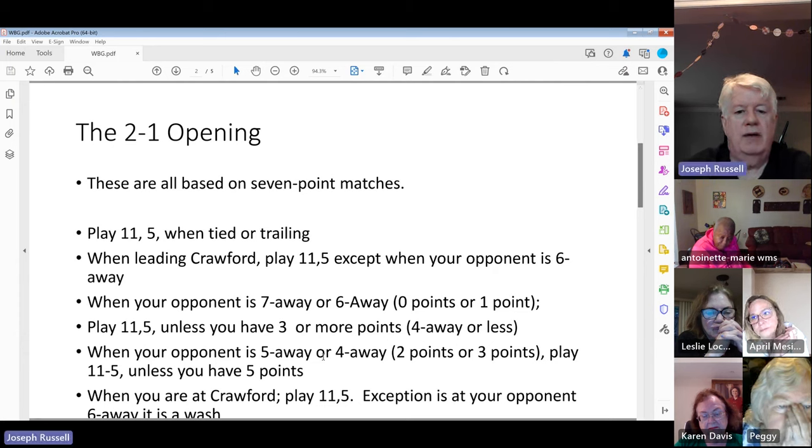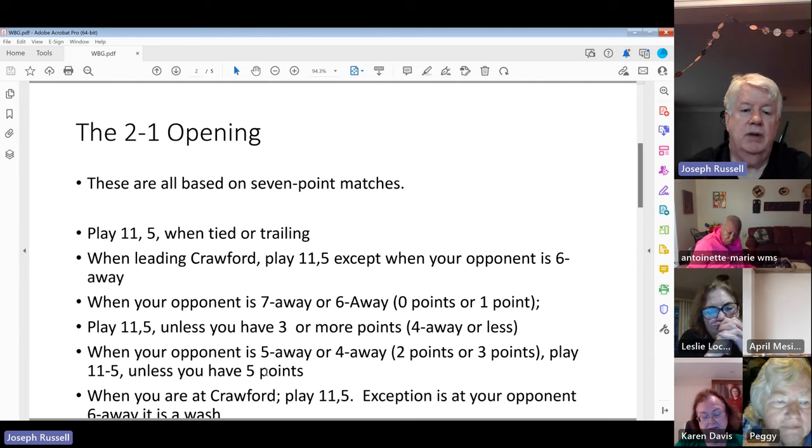When your opponent is 5 away or 4 away, play 11-5 unless you have 5 points. And when you're at Crawford, play 11-5. The exception is at 6 away, it's a wash. So since it's a wash, just at Crawford, you always play 11-5. So basically, you're playing 11-5 most of the time.